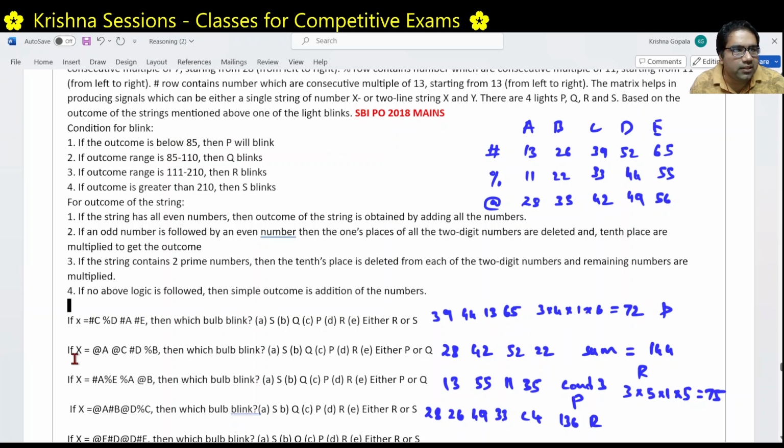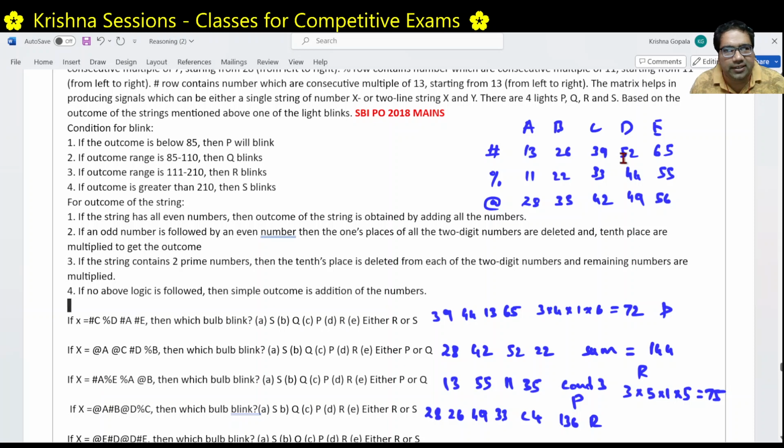Which bulb will blink? X equals @A, @C, #D, %B. What is @A? 28. @C is 42. #D is 52. %B is 22. Then what do we have to do? These are all even, so the first condition applies and we have to sum: 28 plus 42 plus 52 plus 22. The sum is 144. 144 lies in the third range, so R will blink.